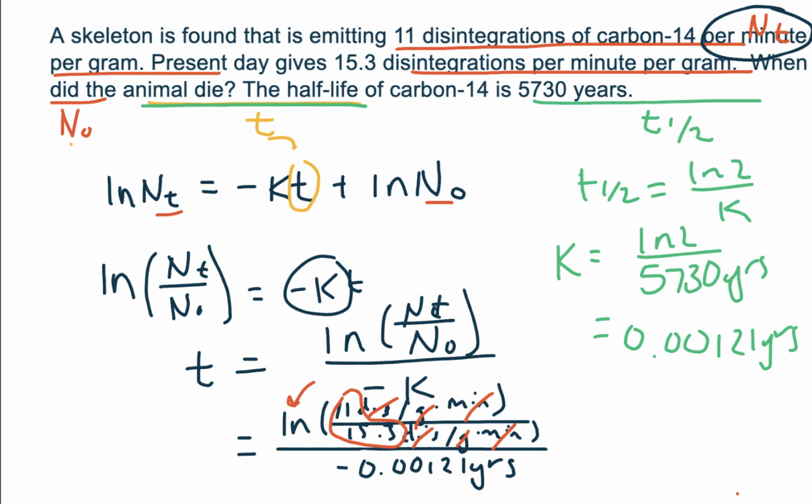Then, if you put that into your calculator, you get that time equal to negative 2727 years. That makes sense. It should be negative because the animal should have died in the past. This question specifically asked when did the animal die. So this is how many years ago it died.